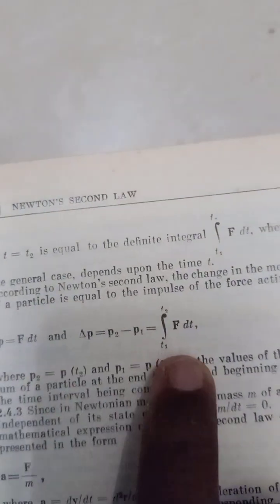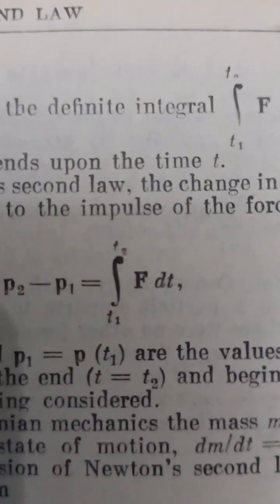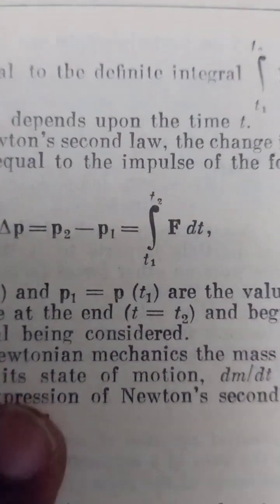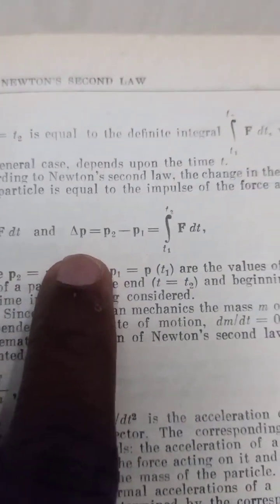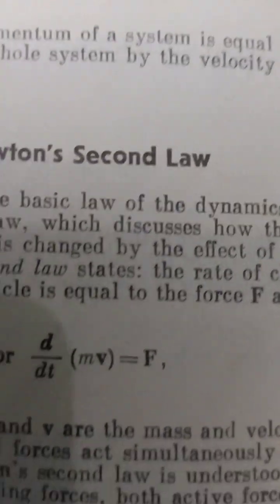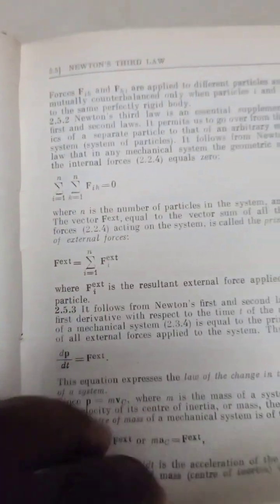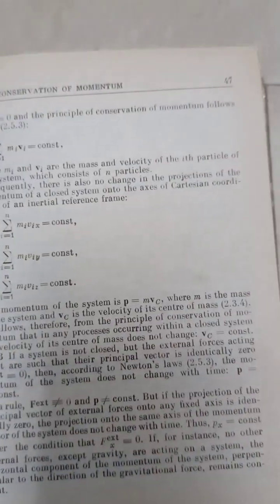As we turn the pages, the change of momentum equation is given, which is very important, that is impulse. The change of momentum is the time integral of force. Very important equation, Newton's laws of motion. Then it talks about Newton's second law, that force is equal to rate of change of momentum. As we proceed chapter-wise, turning the pages, you can see the law of conservation of momentum.